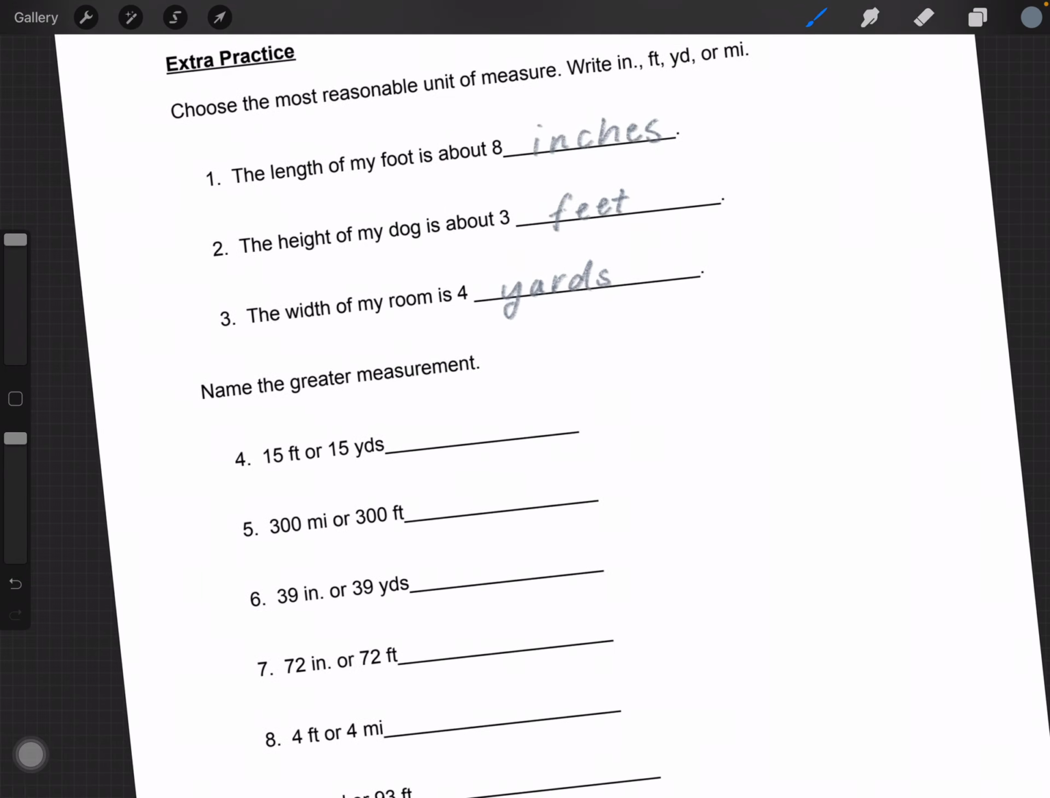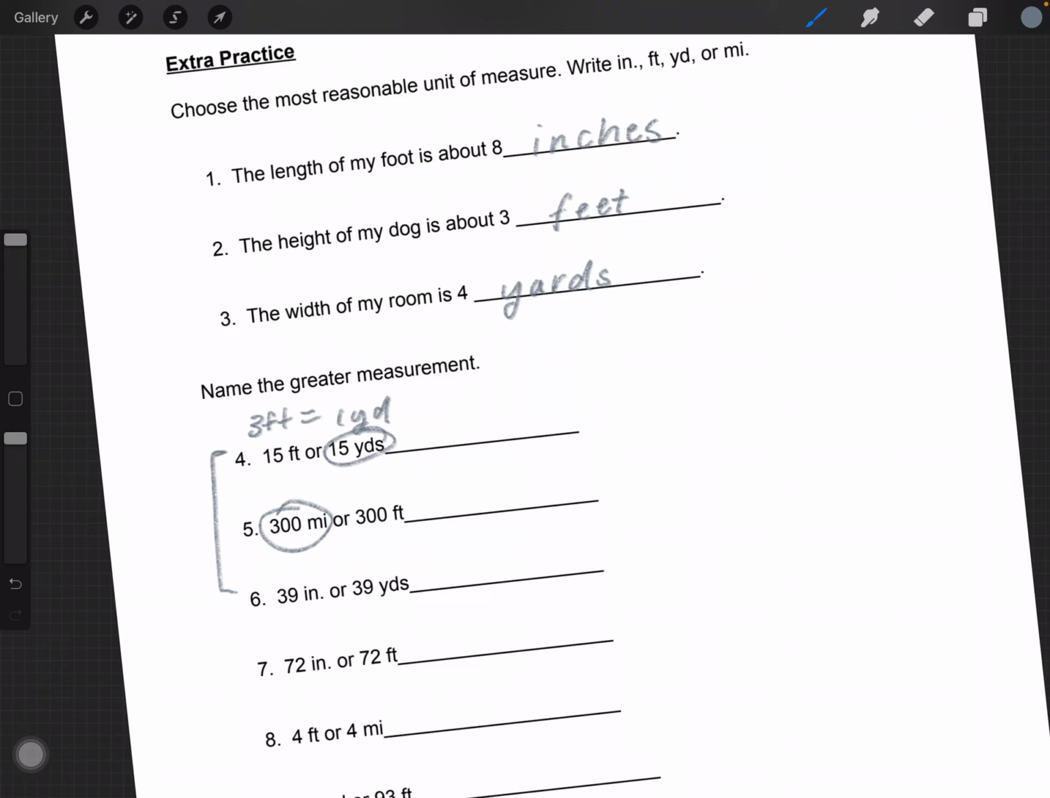So, let's do these 3. It says, name the greater measurement, 15 feet or 15 yards. Well, we know that 1 yard is equal to 3 feet. So that means 15 yards is greater than 15 feet. So I guess we can just circle it. Now 30 miles or 30 feet. Well, this number is the same, but we know that 1 mile is 5,280 feet. So 30 miles is a very, very large number, while 30 feet is not even 1 mile. So this will be the greater measurement.